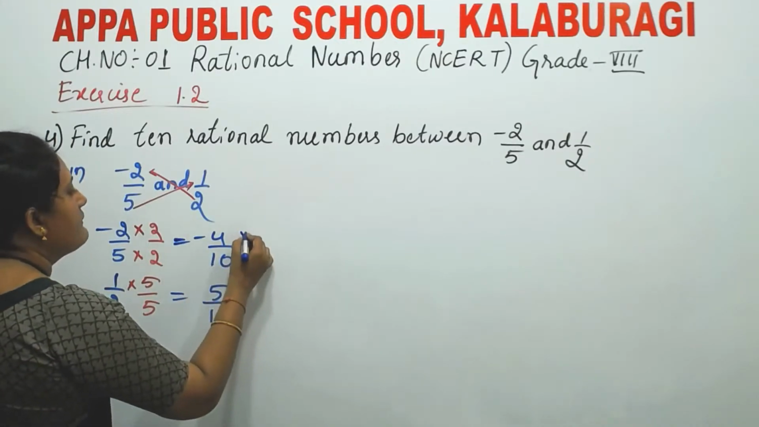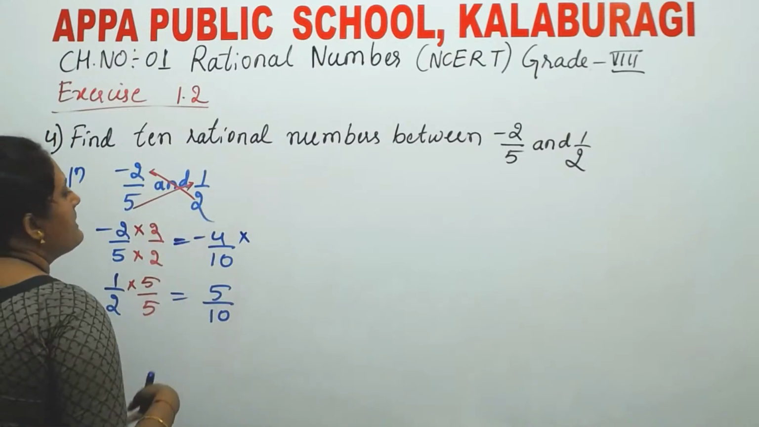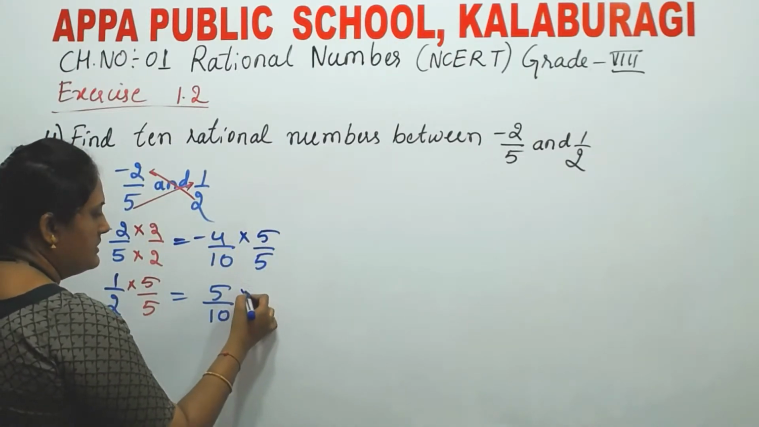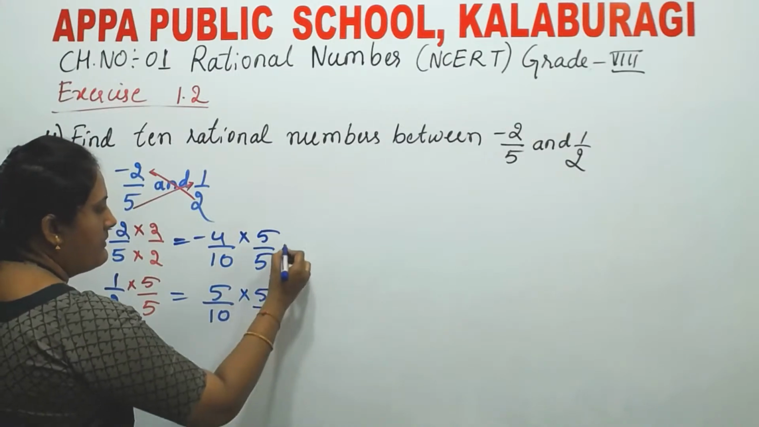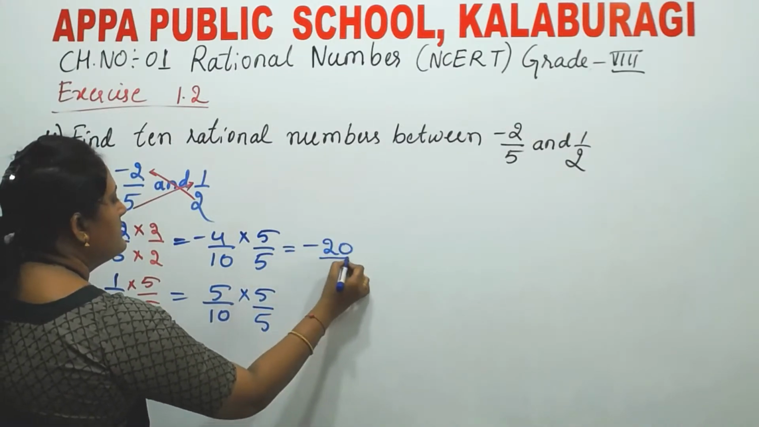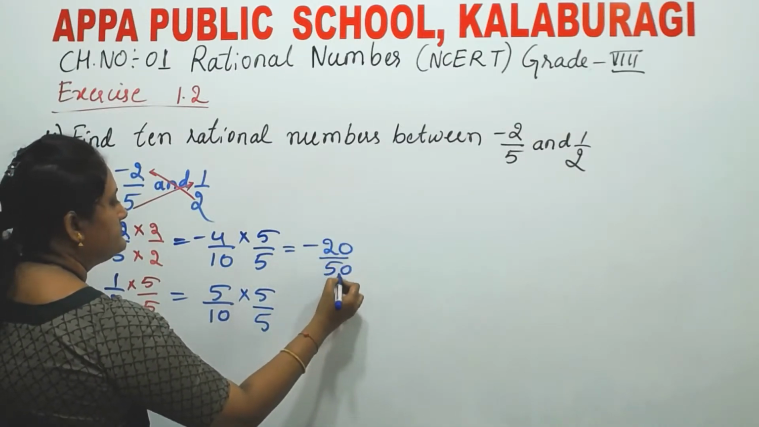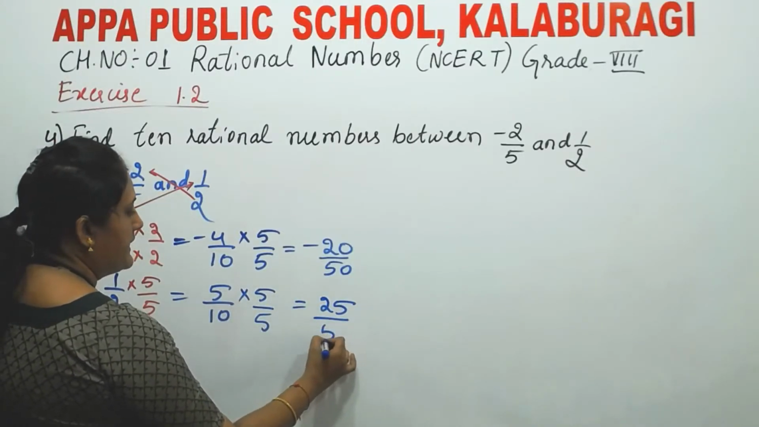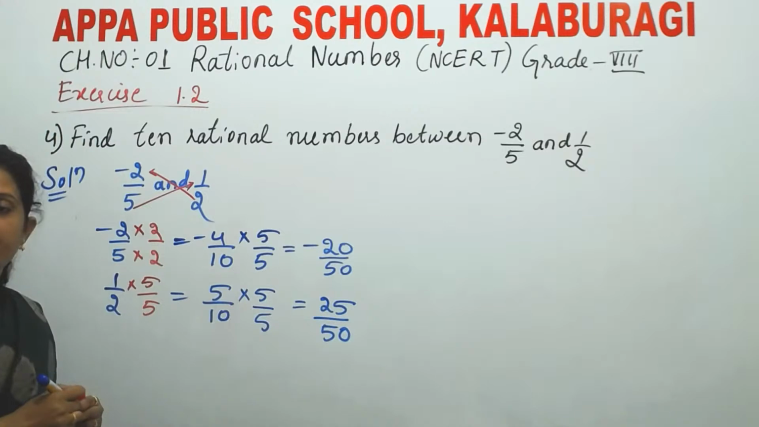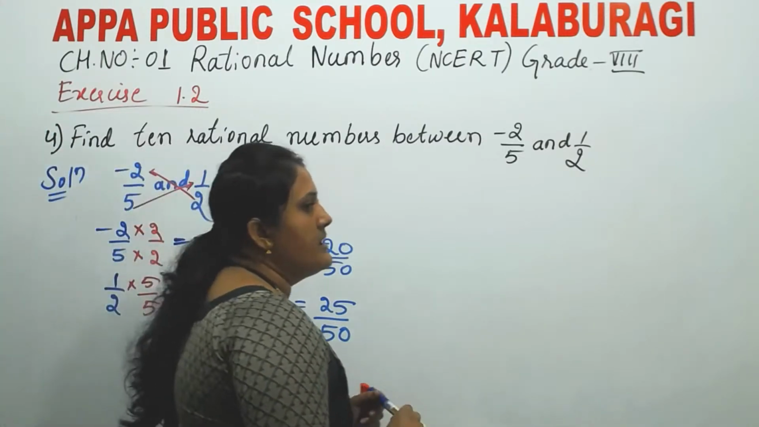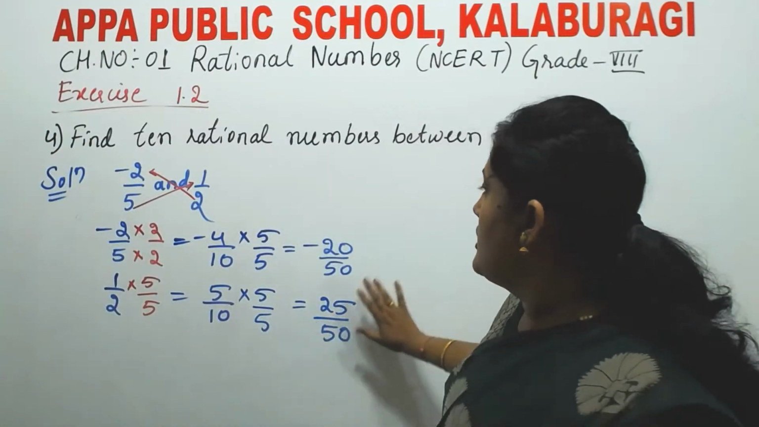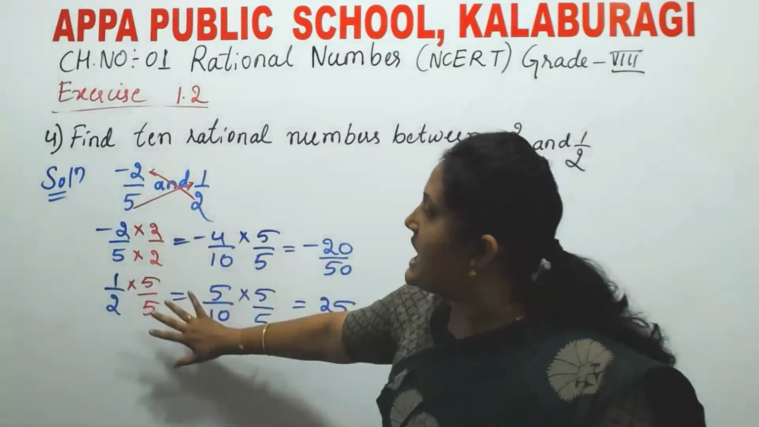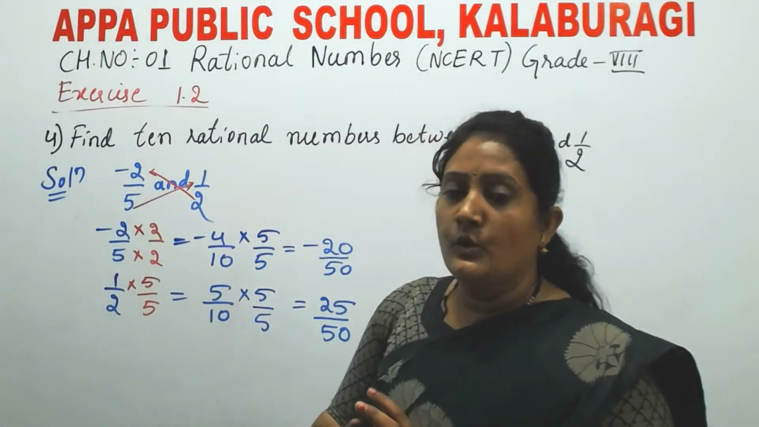For that again, we have to multiply with any number. Last time I multiplied it with 4, now shall we take 5 or smaller also, 5. Now 4 5s are 20, 10 5s are 50. Then here 5 5s are 25, 50. Now you can write 10 rational numbers between these two rational numbers. So you can adopt this method also. I am not writing the rational numbers because I have already taught in the first. So I am just telling you how we can do that.